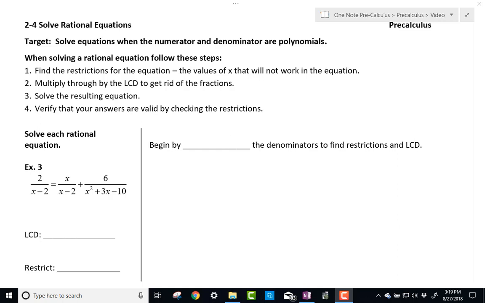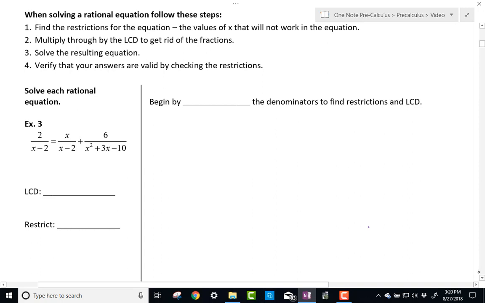We want to multiply through by the LCD to get rid of the fraction, so we're going to be finding an LCD again. And then we're going to solve the resulting equation and verify that our answers are valid by checking our restrictions again. Alright, so here we go. We want to be able to, number one, find restrictions.